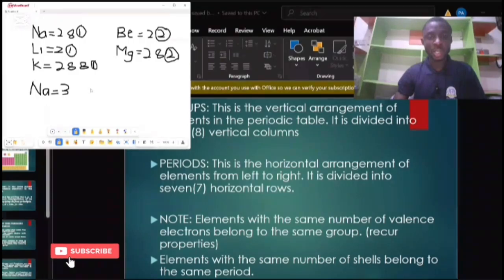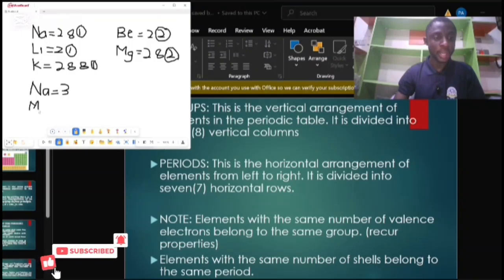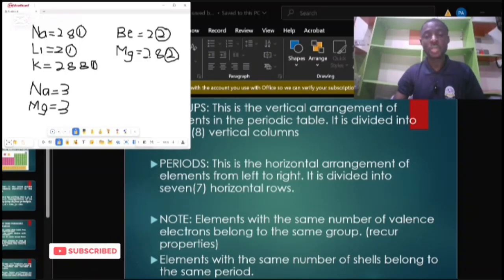Let's come to magnesium also. Magnesium, our Mg. It will also be in period 3 because it also has 3 shells. This is 1, 2, 3. The 2 electrons will be in the first shell, the 8 electrons will be in the second shell, and 2 will be in the third shell.